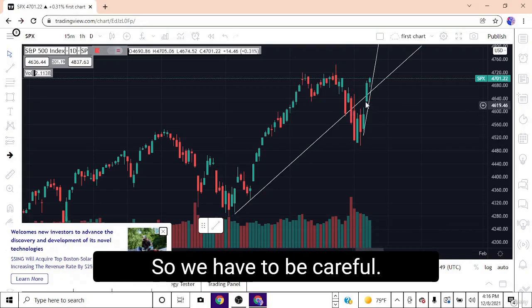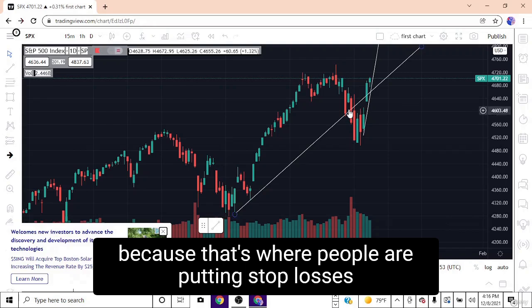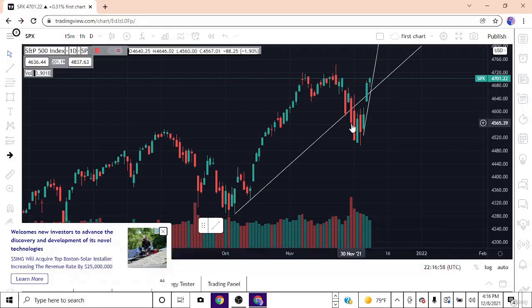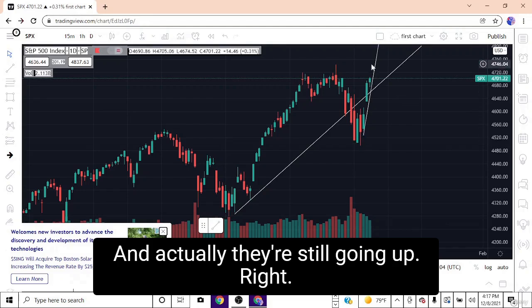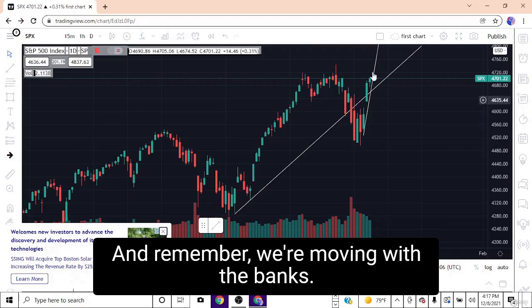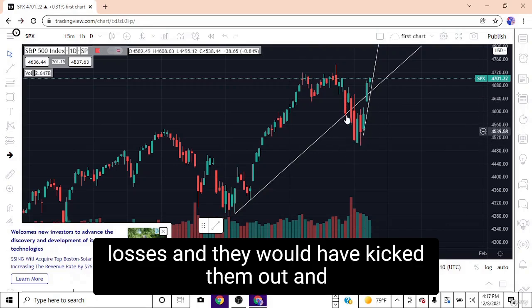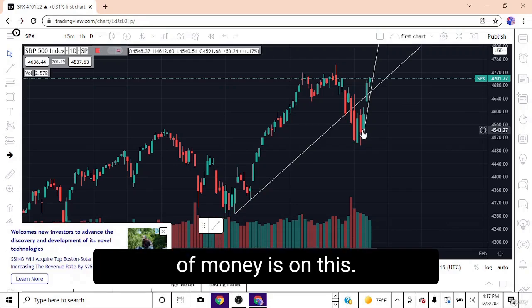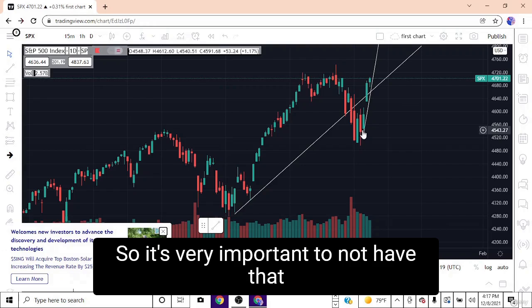So we have to be careful of the knee-jerk effect, where the market goes down, because that's where people are putting stop losses. That's thinking like the sheep. People think the market is going down. That's what the big financial people want you to think, and actually they're still going up, right? And remember, we're moving with the banks. This is where people would have put their stop losses, and they would have been kicked out, and they would have lost a lot of money. Billions and billions of dollars are on this.